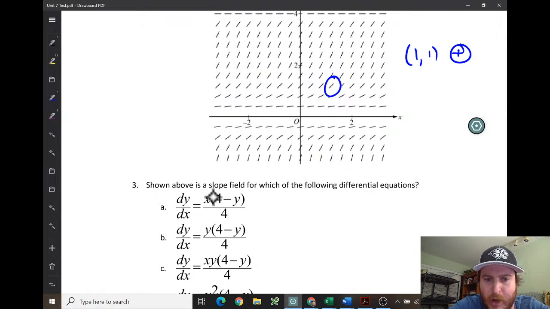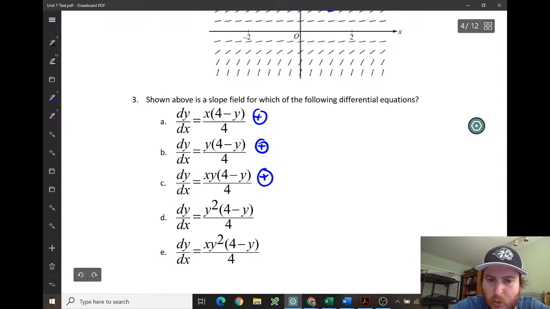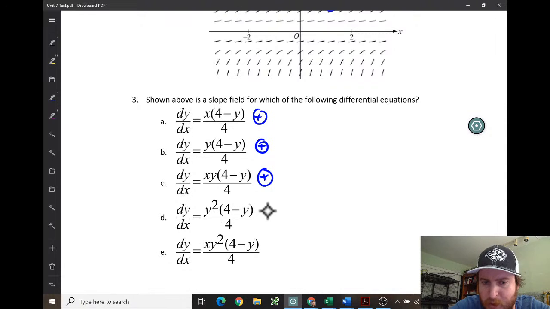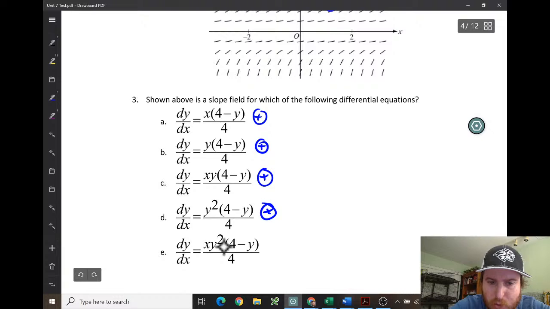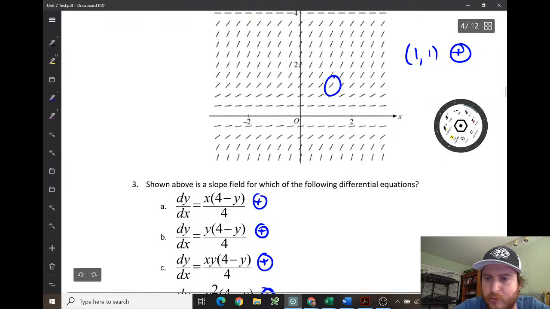Okay, plug in 1, positive. 4 minus 1 is 3, which is positive. Positive times a positive is positive. Y is positive, 1 is positive. 1 times 4 minus 1 is also positive, right? Like 1 times 3. This would be 1 times 1 times 3, also positive. 1 squared is 1 times 3 is positive. 1 times 1 squared times 3 is also positive. So this didn't help me out at all. All of them worked. Not a big deal.